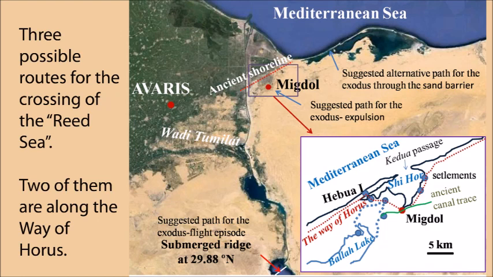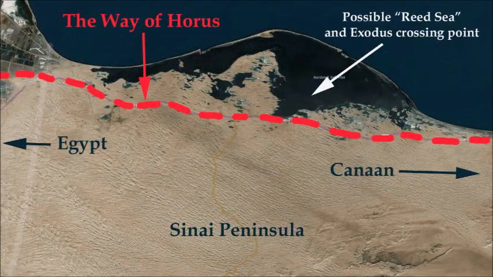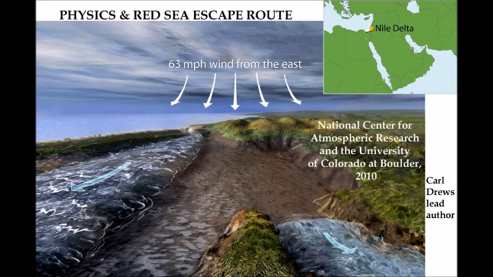This map shows 3 of the many theorized crossing points. 2 of these sites are consistent with the route along the Way of Horus. This map shows a close-up of one of the areas where the crossing through the parted sea may have occurred. This diagram is from the area of the Nile Delta close to the Way of Horus. It summarizes a very detailed scientific theory on how the parting of the seas could have actually happened as the result of natural causes.